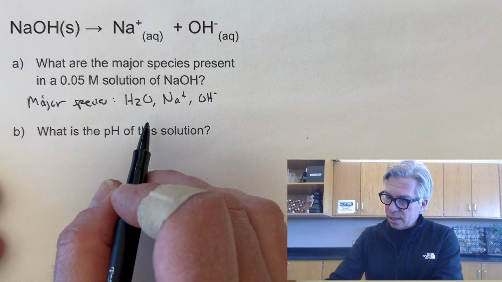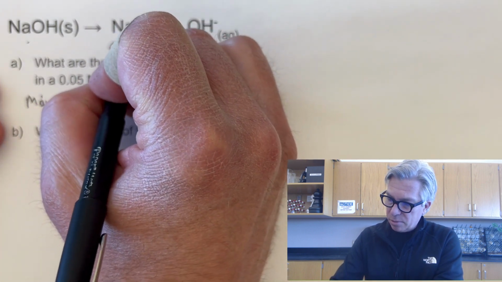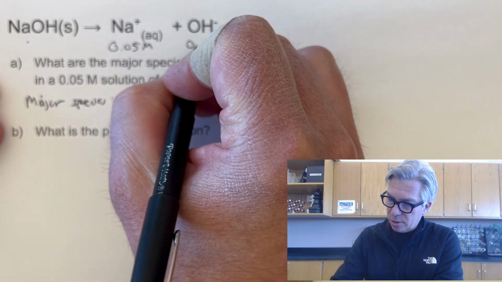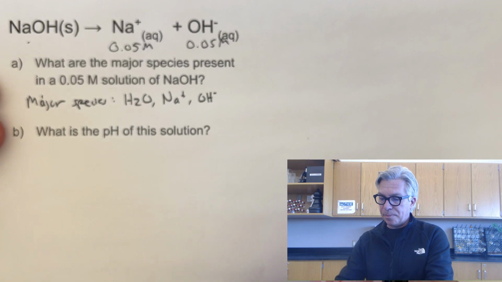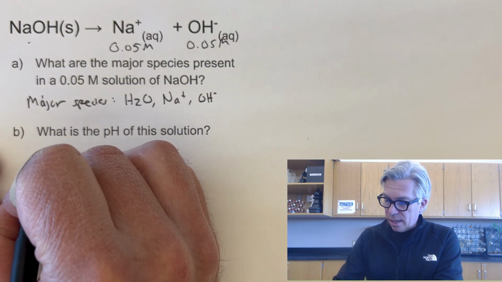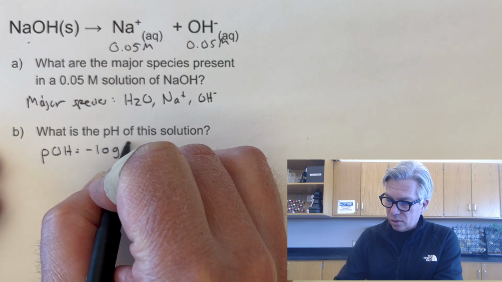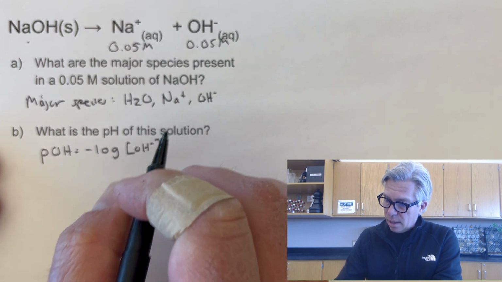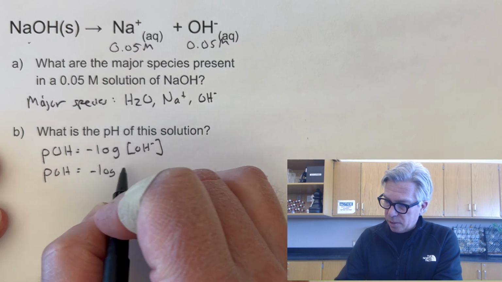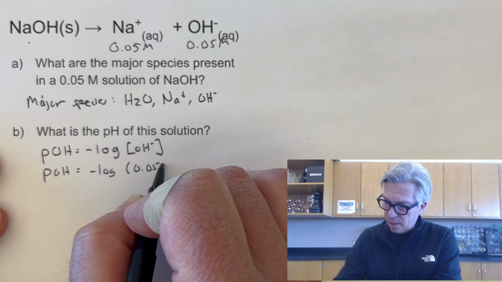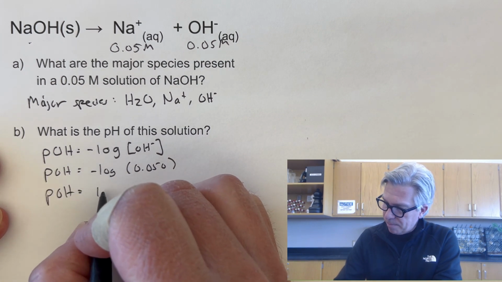And what is the pH of this solution? Because this started out as 0.05, then this is also 0.05 moles per liter, and this is also 0.05 moles per liter once it's fully dissociated, one-to-one ratios. So I'm going to go ahead and find the pOH of this solution, which is the negative log of the OH concentration. The pOH is then the negative log of 0.050, and I got a pOH of 1.30.